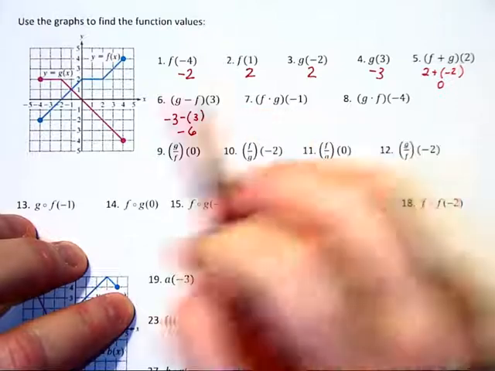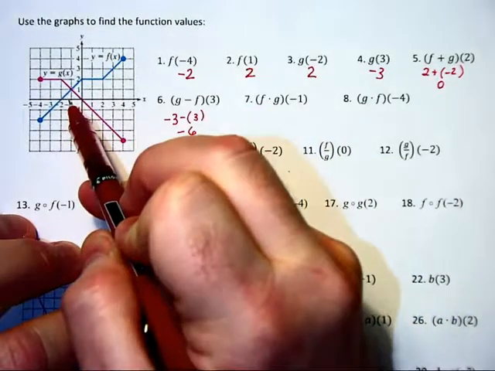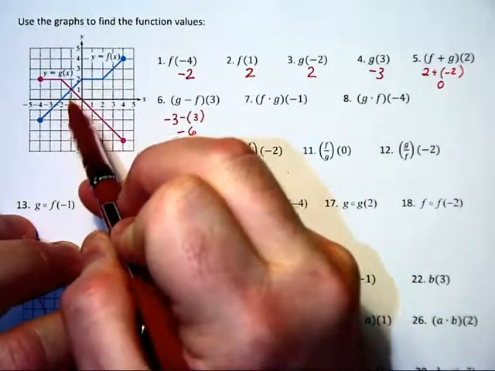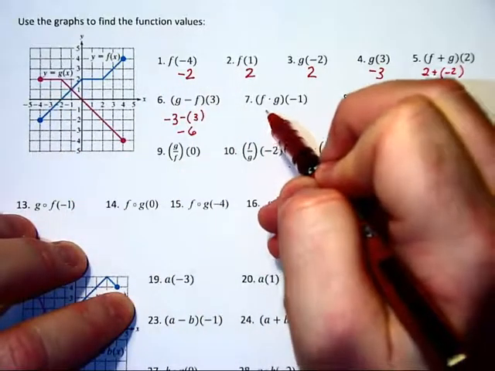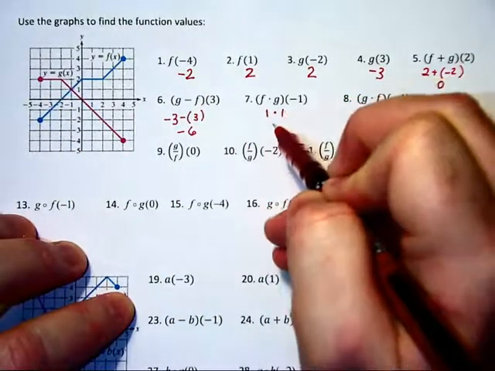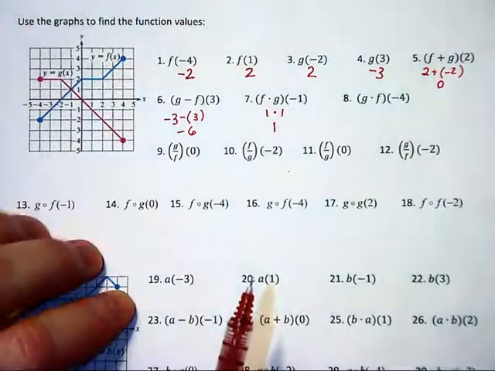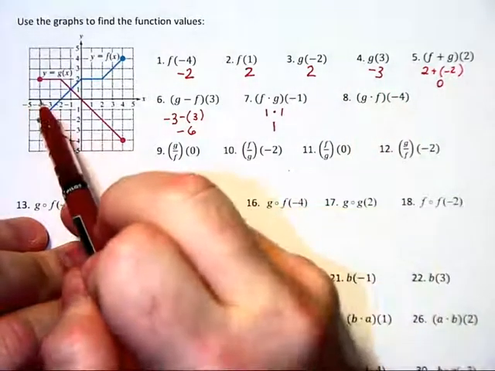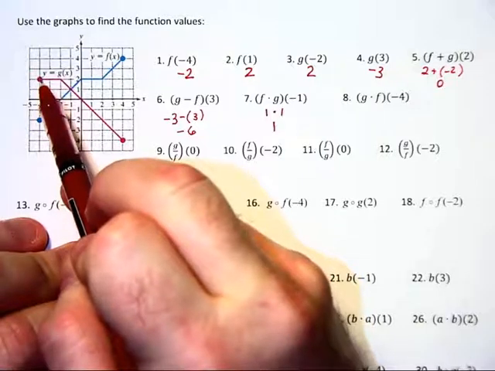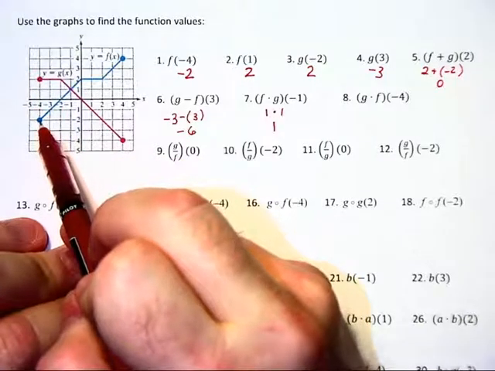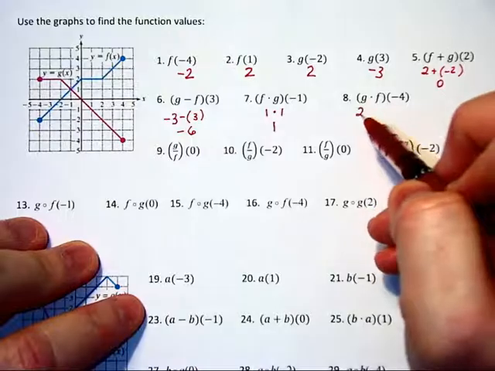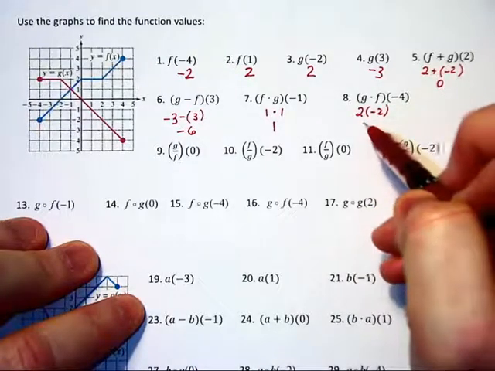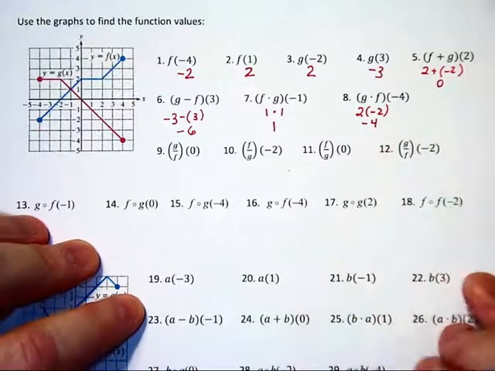f times g of -1. At -1, both functions have a value of +1, so we really have 1 times 1 here, which is equal to 1. g times f of -4. At -4, g is at a height of 2, f is a height of -2. So this will be 2 times -2, giving us -4.